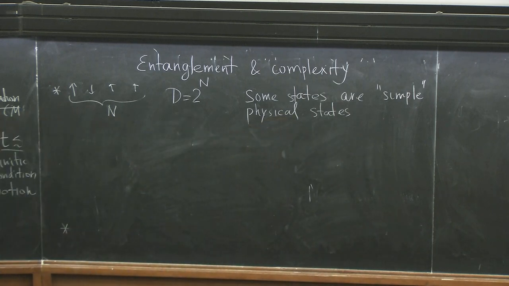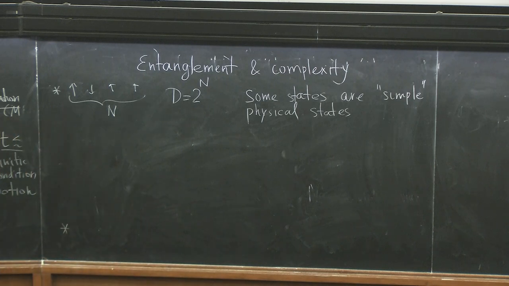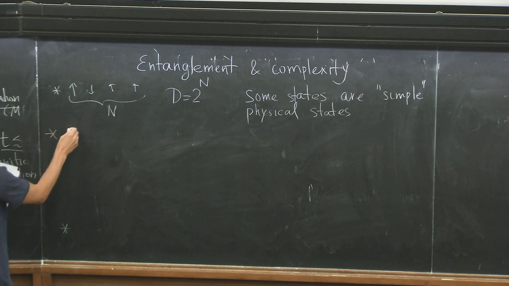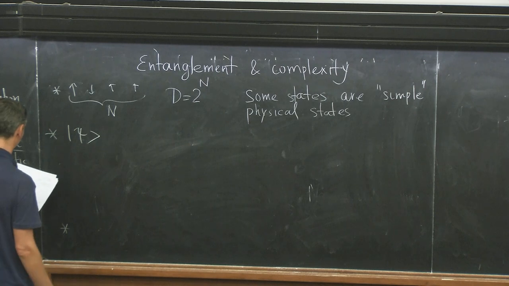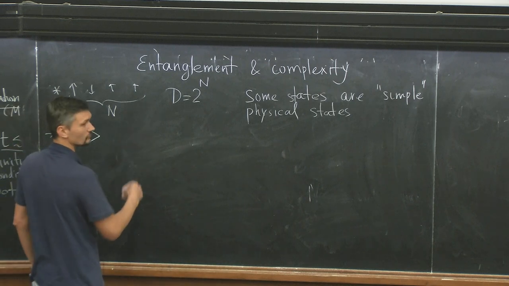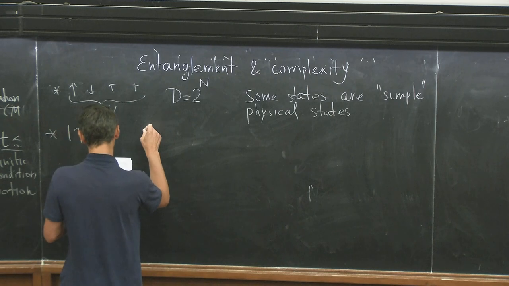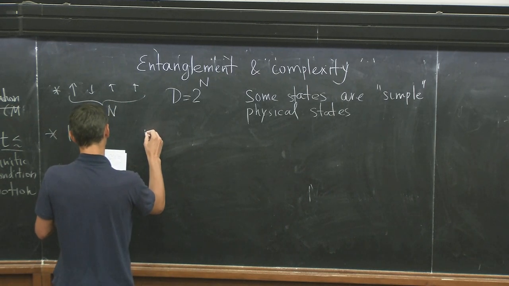And states can be simple and easy to make sense of classically in various ways, but one is related to how quantum they are, how much entanglement they have. So for example, let me take some state psi in this Hilbert space. And I can ask how non-classical is it? So how far is it from being a product state? And one way to quantify it is by computing entanglement.